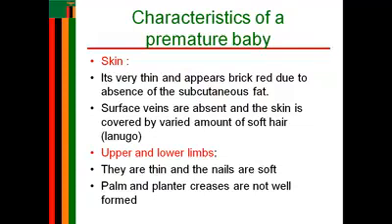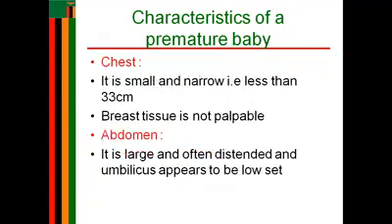So mostly these limbs are thin and the nails are very soft. The palms and soles are not well formed. So you find that the palms are very soft and sometimes not properly formed, depending on the age when this child was delivered. Then the other characteristic is in relation to the chest. The chest normally is small and narrow, less than 33 centimeters. And the breast tissue may not even be palpable or not properly formed, meaning this child is a premature child.